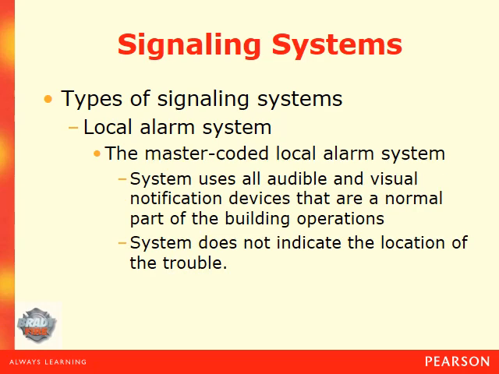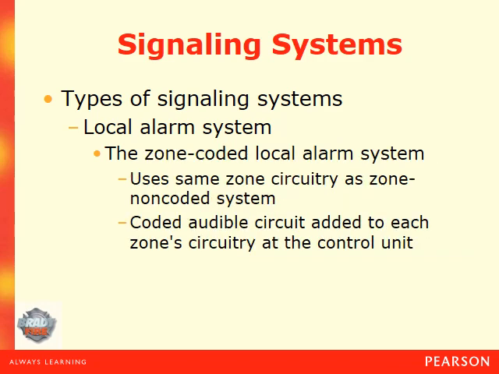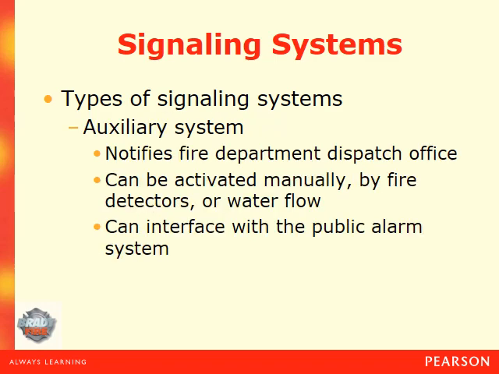The master coded local alarm system. This system uses all audible and visual notification devices that are a normal part of the building operation. The system does not indicate the location of the trouble. The zone-coded local alarm system uses the same zone circuitry as the zone non-coded system. The coded audible circuit added to each zone circuitry at the control unit will help identify the location.